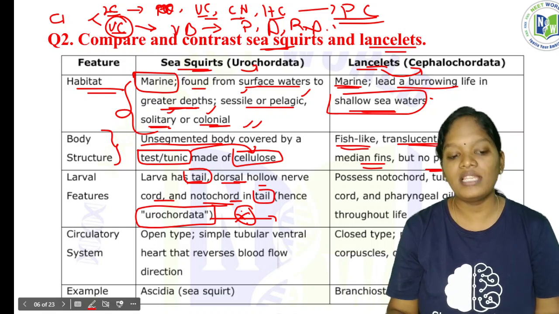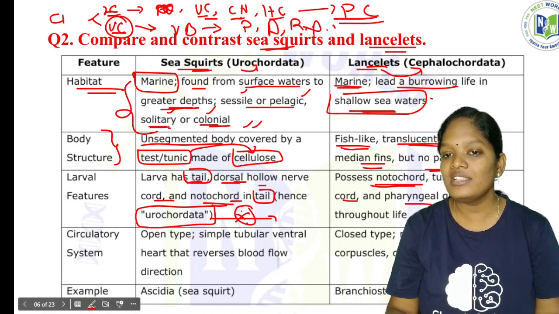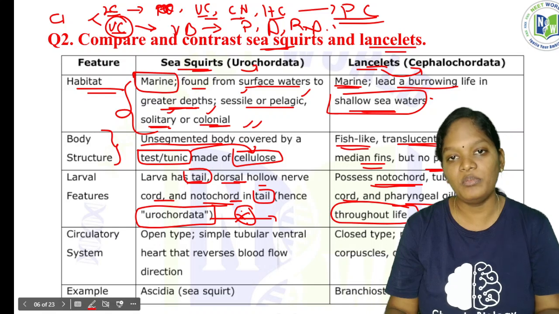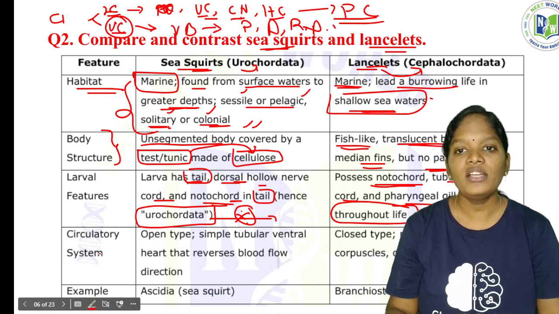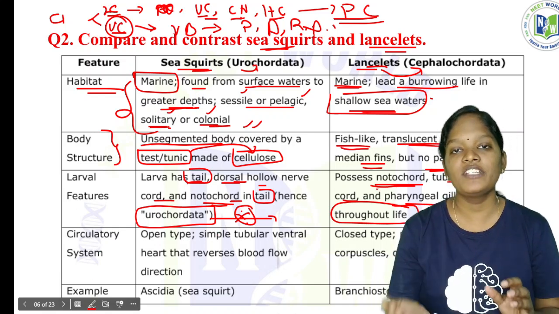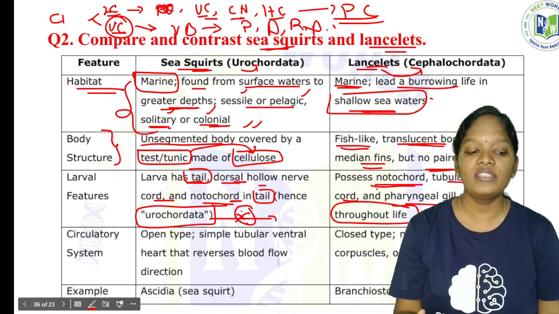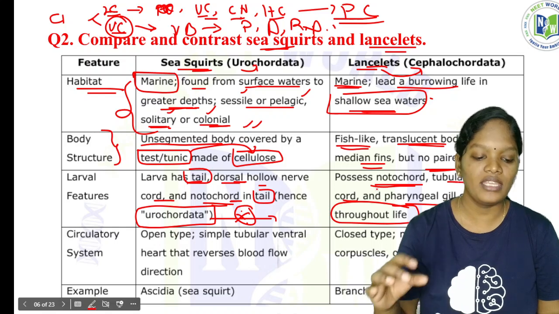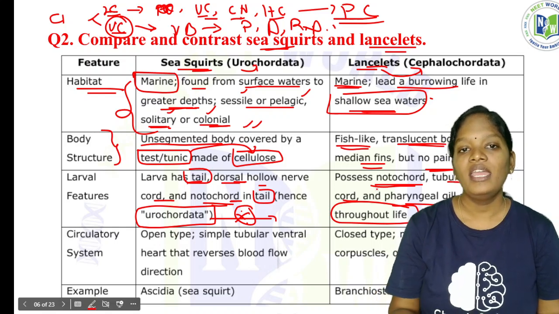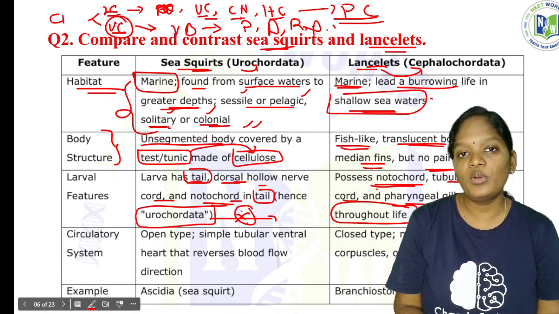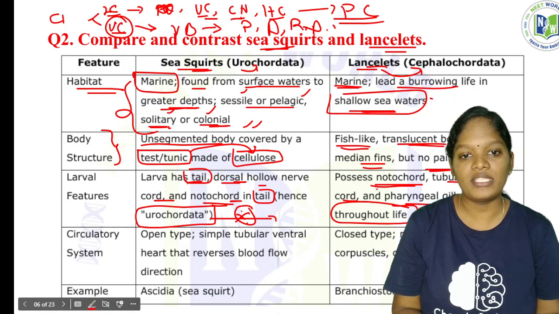But what about the lancelets? It possesses the notochord, no doubt in that, and here it will be a tubular nerve cord, and definitely pharyngeal gill slits will be there throughout the life. Which means all these characters will be present throughout life. So what is the basic difference between Urochordates and Cephalochordata? The notochord will be present throughout the life cycle in Cephalochordata. If it is restricted only to the tail region, we call them Urochordates.